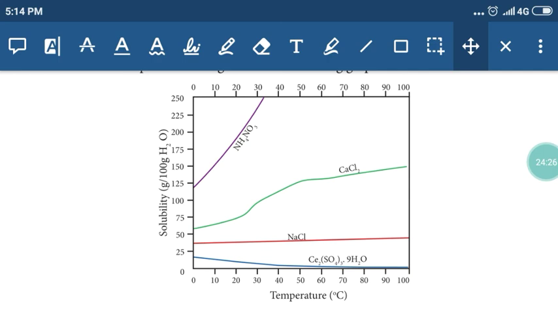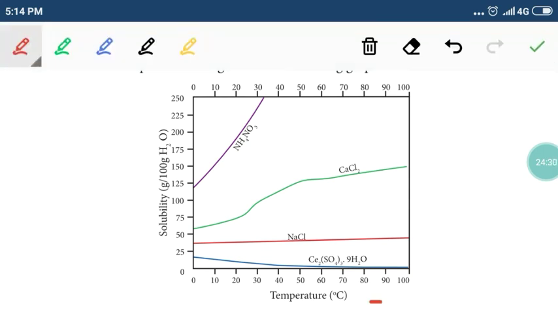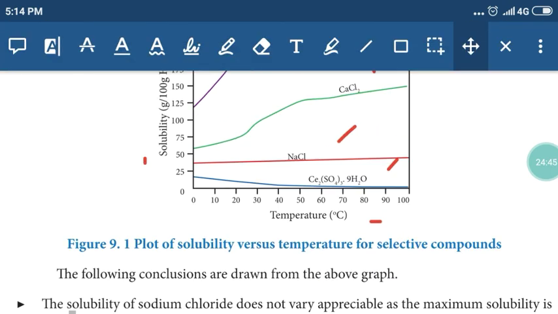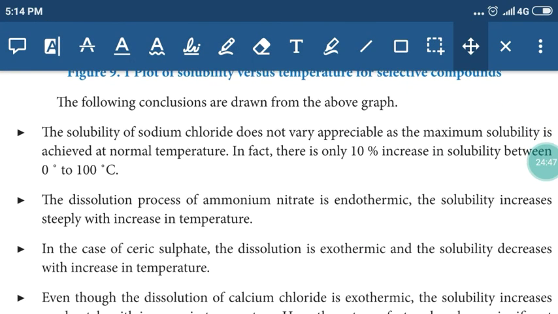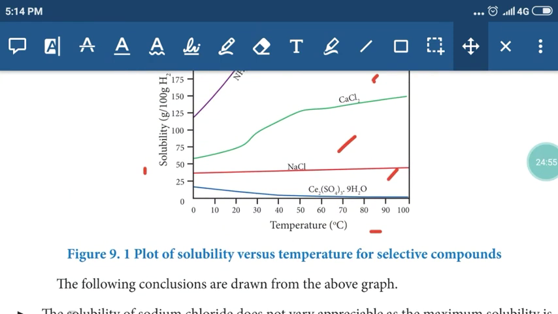Here a graph is given. It is drawn between solubility and temperature. On the x-axis we have temperature, on the y-axis solubility. Different salts have been taken: ammonium nitrate, calcium chloride, sodium chloride, and cerium sulfate nonahydrate. What is the variation of solubility of these salts with temperature? First we take sodium chloride.